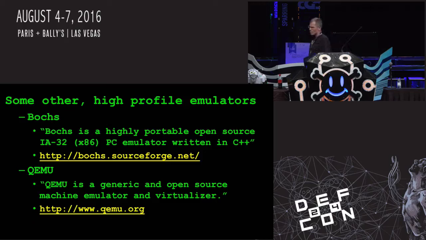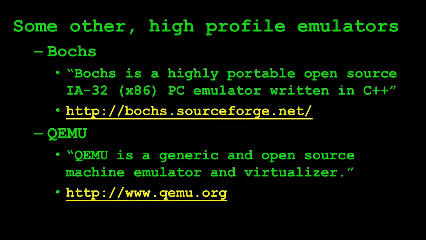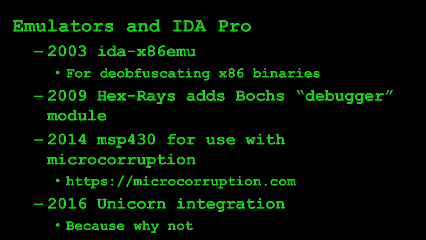So I picked IDA and I picked Unicorn. There are some other emulators, as I've mentioned. I talked about QEMU already. I haven't talked about Bochs. Bochs is another one. It is a pure x86 emulator. These are blurbs off of each of their project pages. Bochs is a highly portable open source 32-bit x86 emulator, while QEMU is a more general, generic, more processors, open source machine emulator and virtualizer. It's a little bit more sophisticated than Bochs, but there's also a lot more to it than Bochs. I could have gone with either of these, I suppose, but they really weren't geared to script around, and to access just the processor bits.